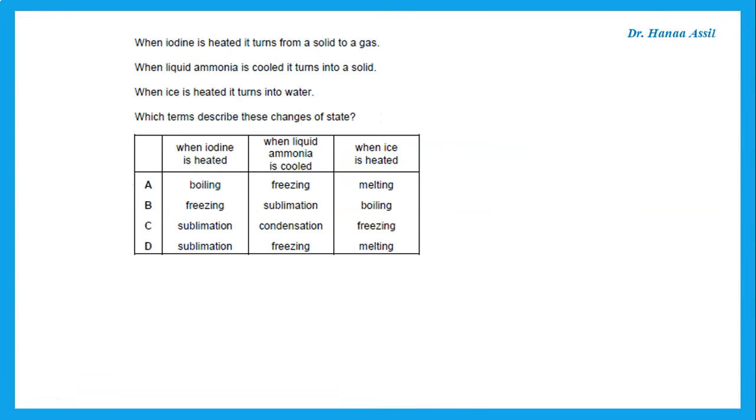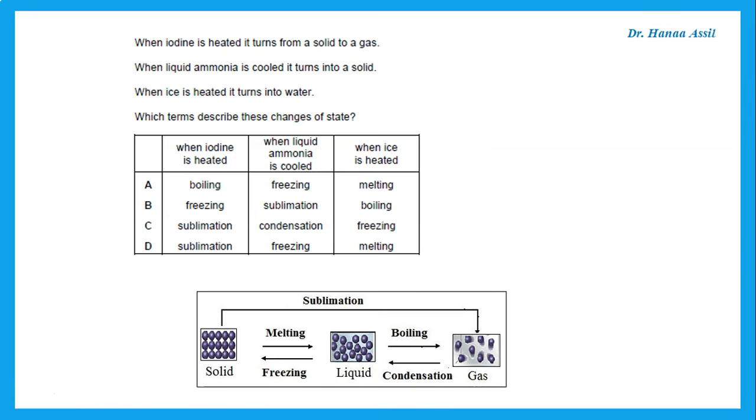When iodine is heated, it turns from solid to gas. What is that called? Solid to gas, that is sublimation. When liquid ammonia is cooled, it turns into a solid. So this is liquid to solid, that is freezing. When ice is heated, it turns into water. Ice is solid, turns into water, that's a liquid, that's melting. So my answer here is which one? It's D. Can you see how we're choosing the answers?